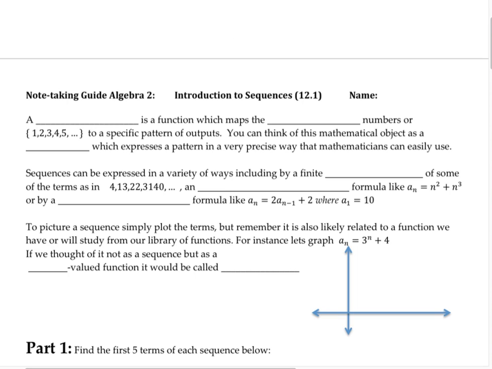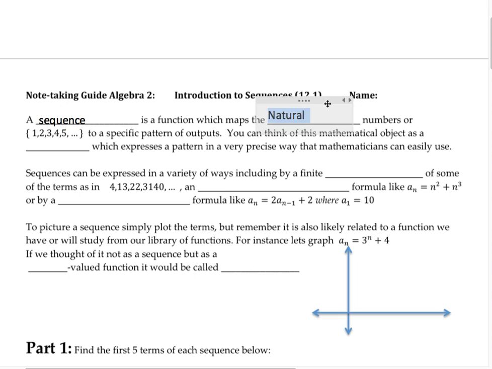So what we're going to look at first today is this note guide. You should be following along with this note guide that you have as you're watching the video. So what a sequence is, it's a function. It's a special kind of function. A sequence specifically is a function that operates on the natural numbers. In other words, it maps the natural numbers.